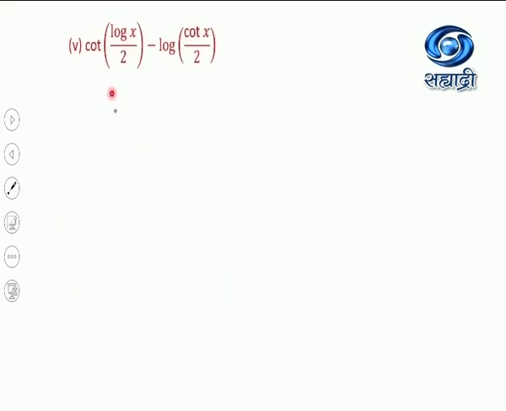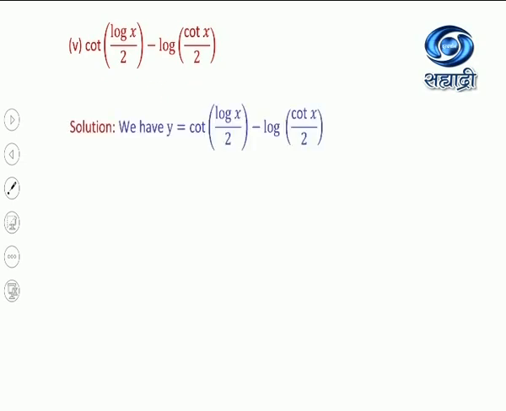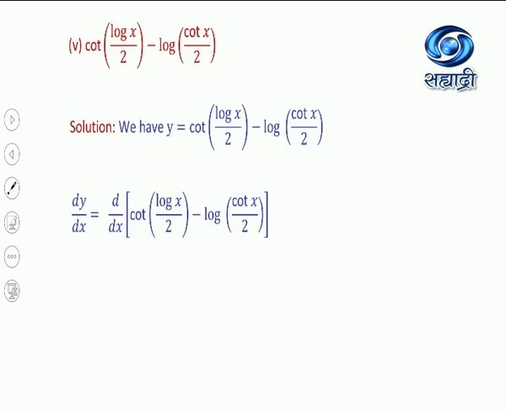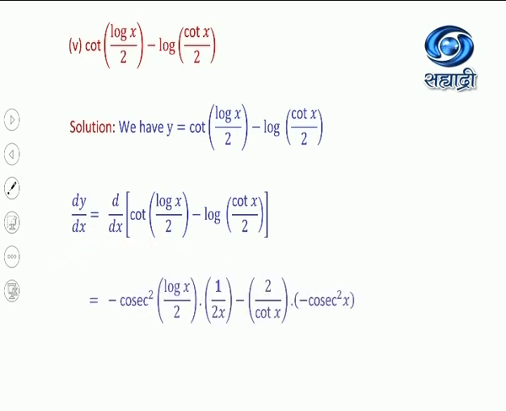Now to continue, number 5, that is cot of log x upon 2 minus log of cot x upon 2. Again we denote it by y. So y equals the given function. Taking the derivative of both sides with respect to x, we get dy by dx equal to d by dx of the right hand side. The derivative of cot x is minus cosec square x. So, the derivative of cot of bracket is minus cosec square of bracket into the derivative of bracket. 1 upon 2 is constant, and the derivative of log x is 1 upon x. So, you write the derivative of log x upon 2 as 1 upon 2x.